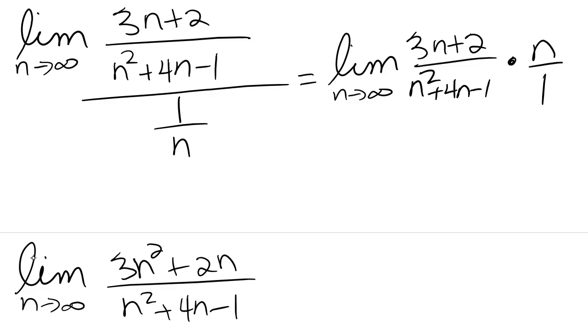Now let's apply the limit. When we substitute the n's for infinities, we have 3 times infinity squared plus 2 times infinity. This gives us infinity in the numerator. In the denominator, we have infinity squared plus 4 times infinity minus 1. That gives us infinity in the denominator. What we found is the indeterminate form, infinity over infinity.